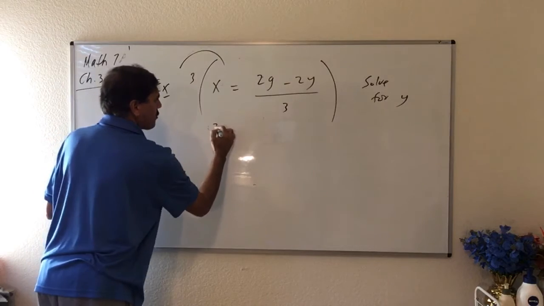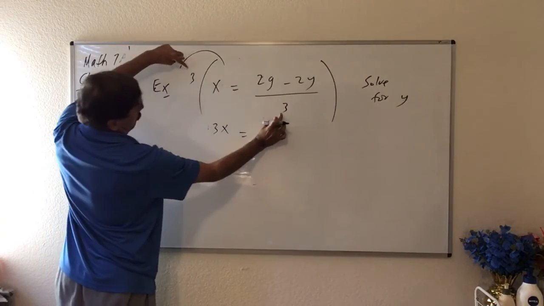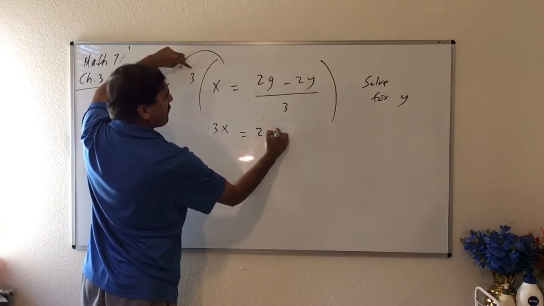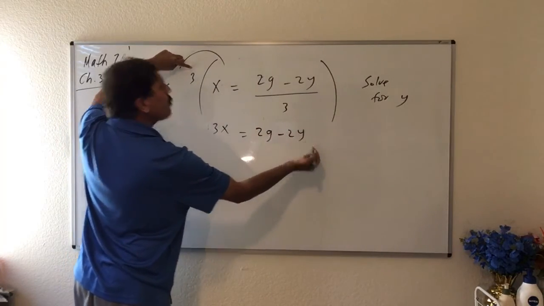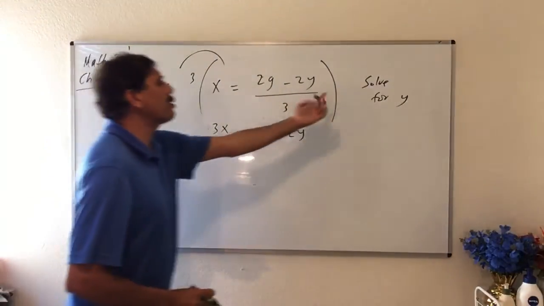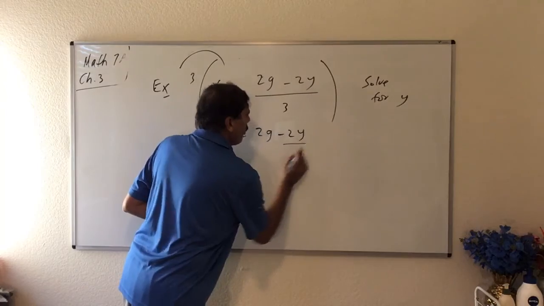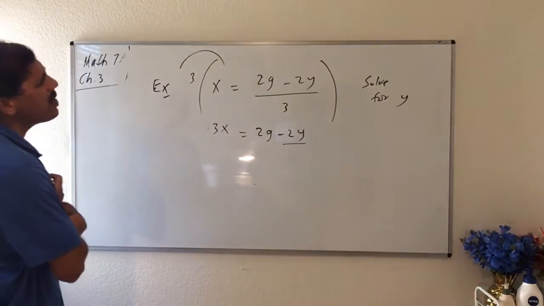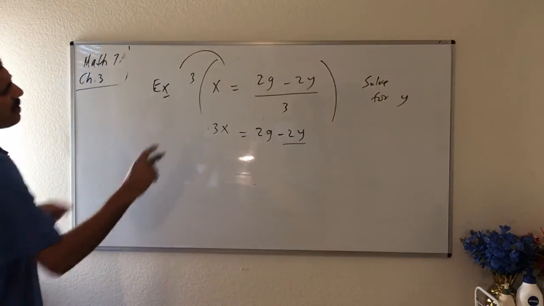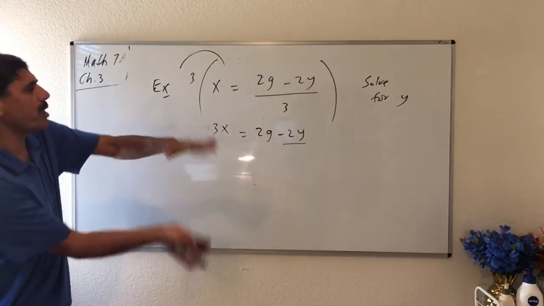So 3 times x is 3x. And this is a common denominator here. So this 3 and this 3 cancel. Left over is 2g minus 2y. Okay, no more fraction. Again, your specified term is y. So here, that's the specified term. Well, now the specified term must be positive. If the specified term is negative, how do you make a negative into a positive? We're going to switch to the other side.